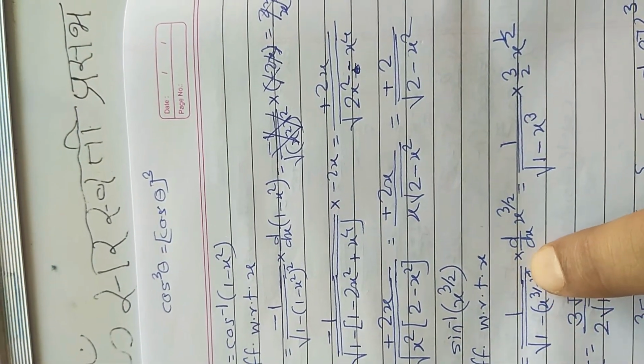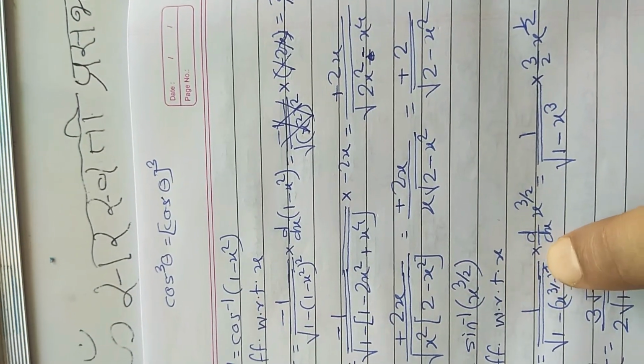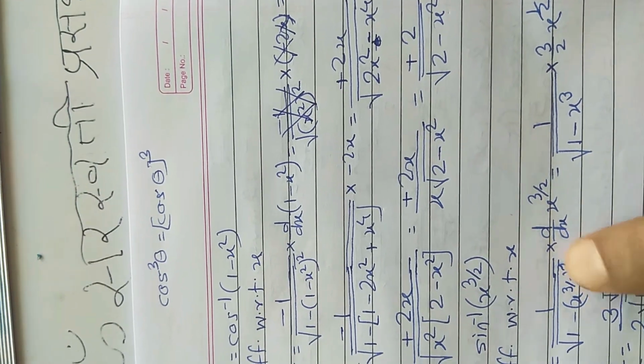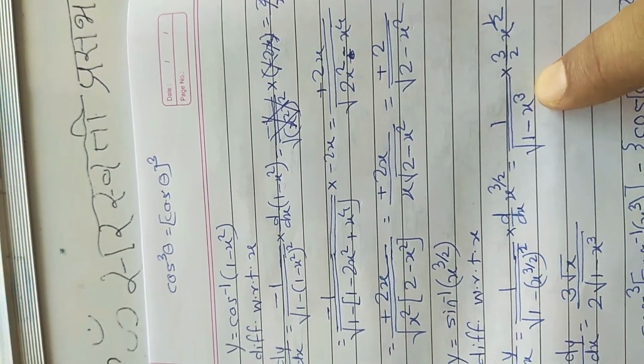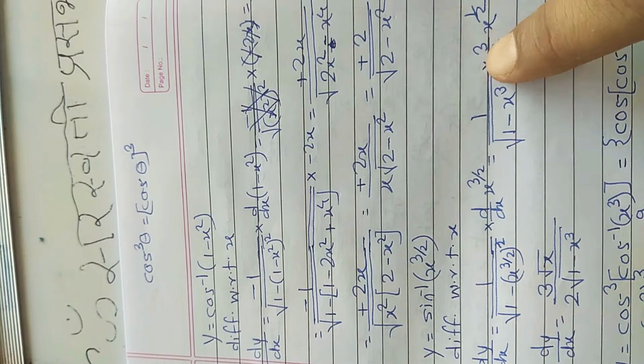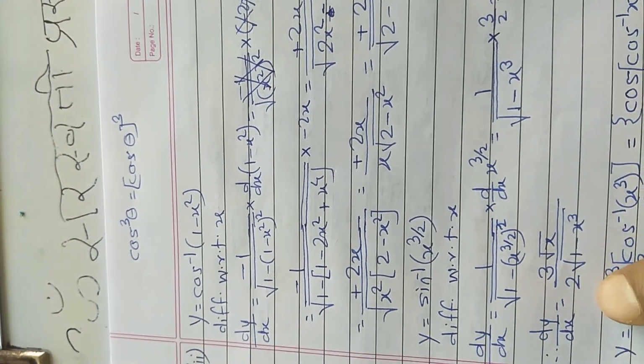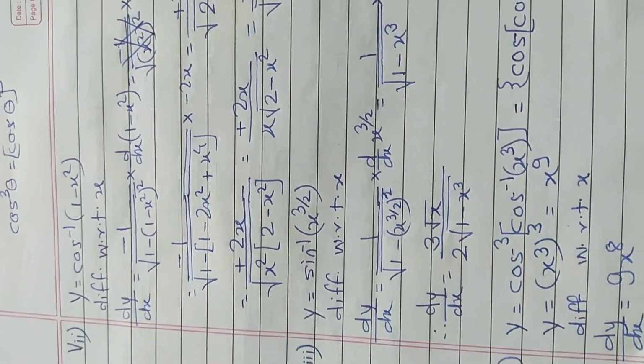Here x raised to 3 by 2 raised to 2, this power raised to power, product of the power, it will give you x raised to 3 only. Now the final answer is 3 root x upon 2 root of 1 minus x cube.